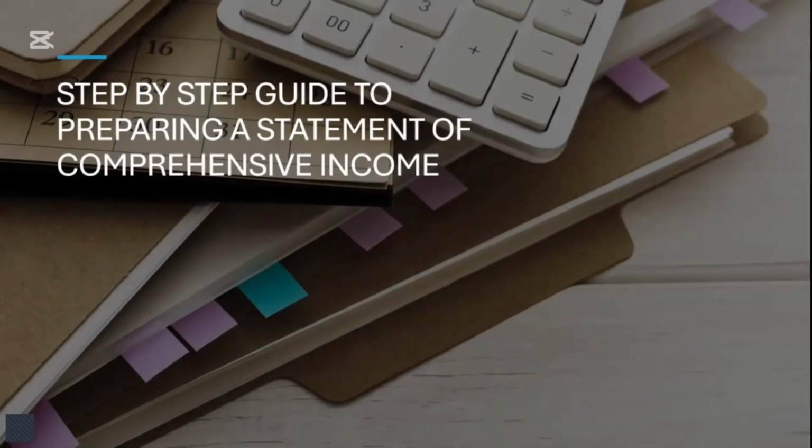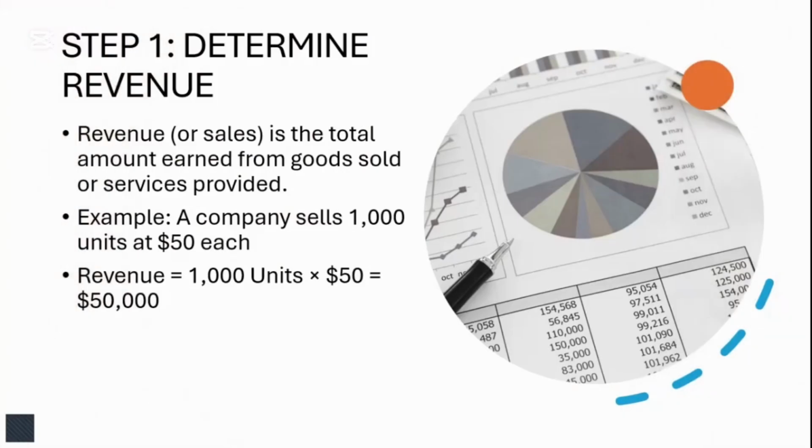We're going to take a look at it step by step. The first thing we said is that we try to determine what our revenue is. Revenue itself is the total amount earned from goods sold or services provided. An example of this is if the company is selling 1,000 units and each unit is sold at $50, then the revenue generated is $50,000.